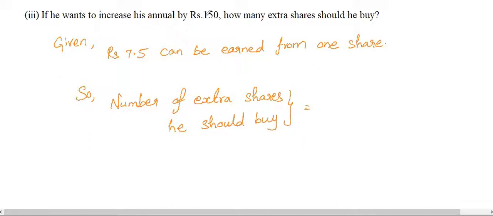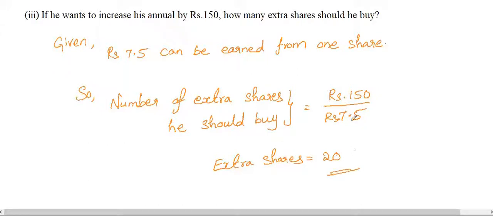equals rupees 150 divided by how much he earned for each share, which is 7.5 rupees. So if we divide 150 by 7.5, we'll get 20. So he can buy 20 extra shares. I hope you understand this question.